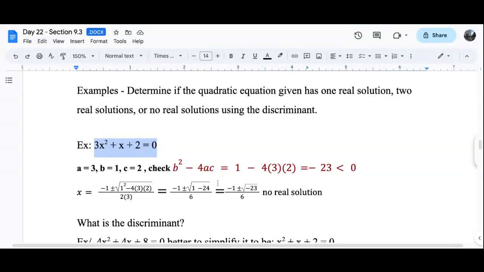So b squared minus 4ac, b is 1, so b squared is 1, minus 4 times 3 times 2. That's a negative number, negative 23. It has complex solutions, right? So it has no real solution but complex solutions, right?